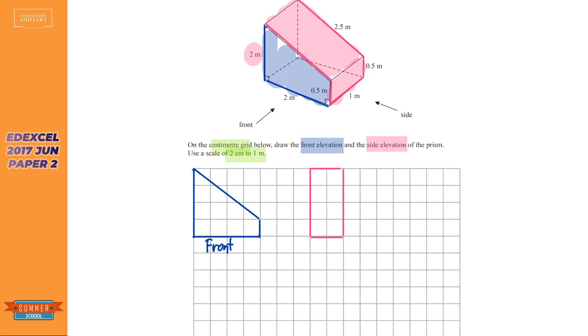There we go. Now there is a part I'm missing here, and you will lose marks if you don't draw it. Any joins, any changes at all, you need to show. Okay, so we need to show that line there. Now that's 0.5 meter from the floor, which on our scale will be 1 square. So it's that line there. You must show that line.